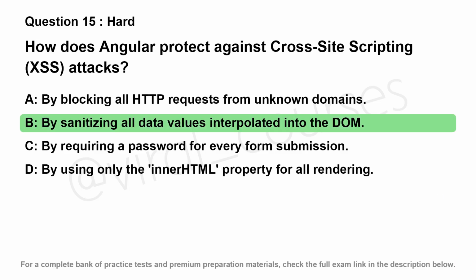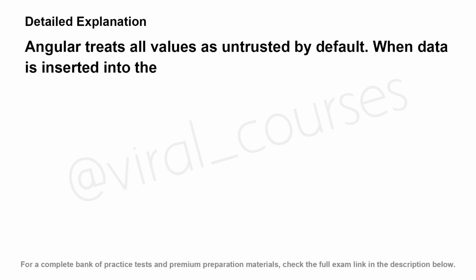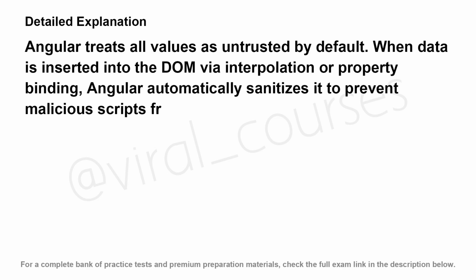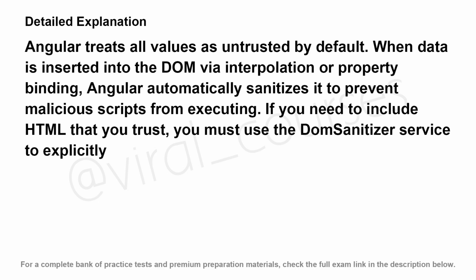The correct answer is B. Angular treats all values as untrusted by default. When data is inserted into the DOM via interpolation or property binding, Angular automatically sanitizes it to prevent malicious scripts from executing. If you need to include HTML that you trust, you must use the DOM sanitizer service to explicitly mark the value as safe.